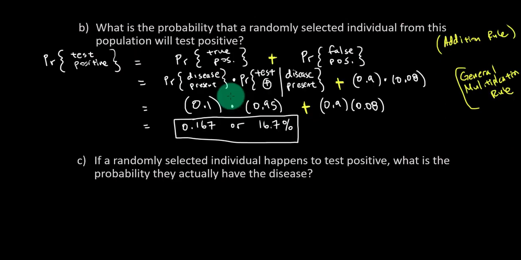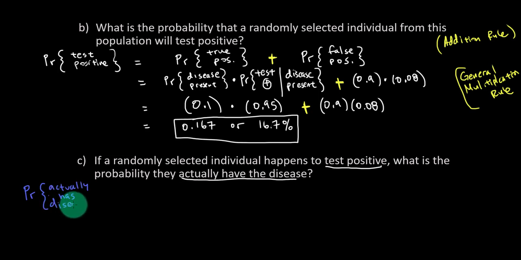This is really the money question here, because now that you know almost 17% of population would test positive, a substantive question would be, now that I've tested positive, what's the chance that I actually have the disease? So notice that this question here is about conditional probability. With the notation, we are talking about the probability that you actually have the disease, given that the test came back positive. It's a good question to ask. So this is a conditional probability.